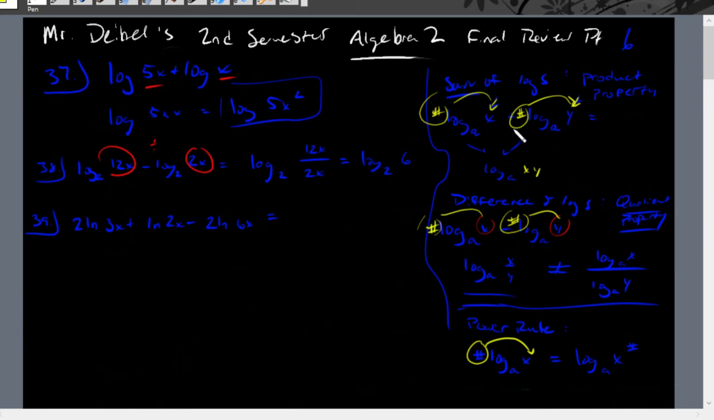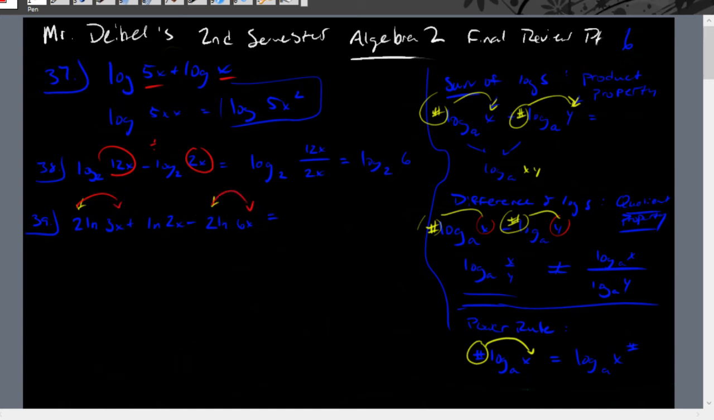So if you've got a sum of logs, but there's numbers in front, like we have right here, you can't use the product property until you've moved this number, and that's what we're doing in the power rule. So we've got two numbers here that need to be moved around. So the 2 moves up as an exponent, and the 2 moves up as an exponent.